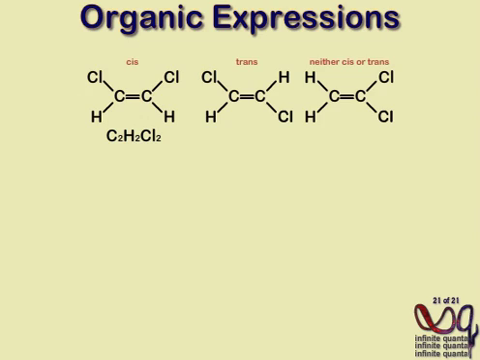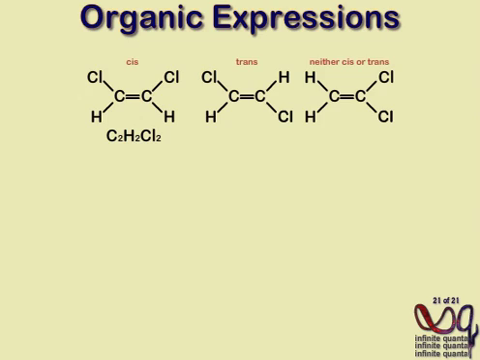Now the third possibility in that lab was this. That's neither cis nor trans. The chlorines are on the same carbon, so that doesn't matter. You have to have two non-hydrogen groups on two carbons opposite each other on the double bond to be either cis or trans. If they're on the same carbon, it doesn't matter.